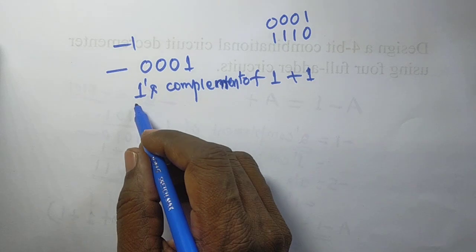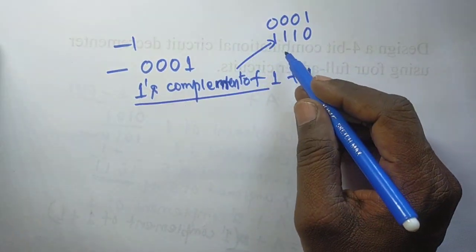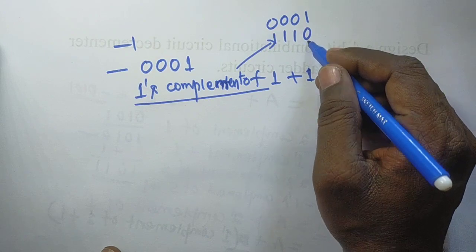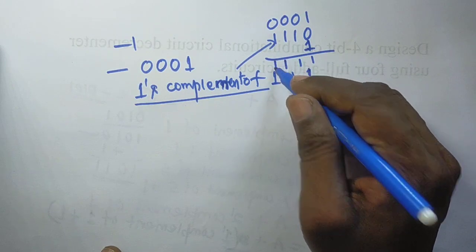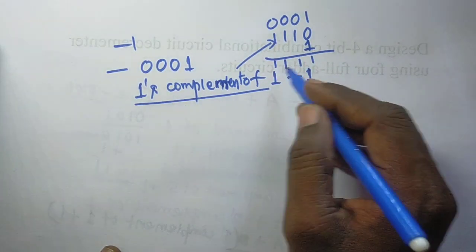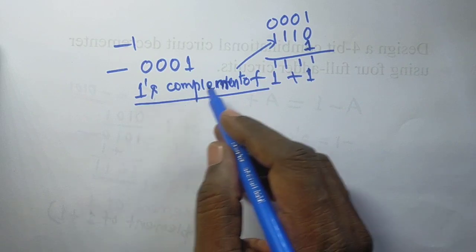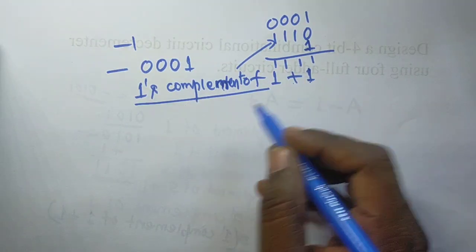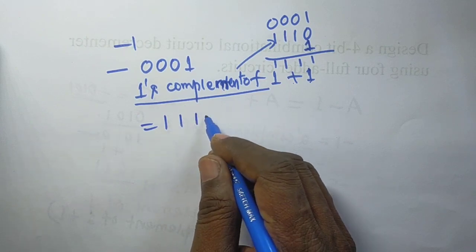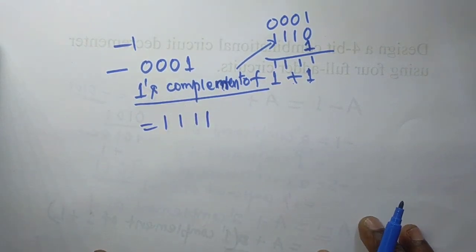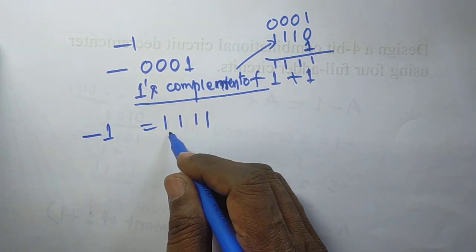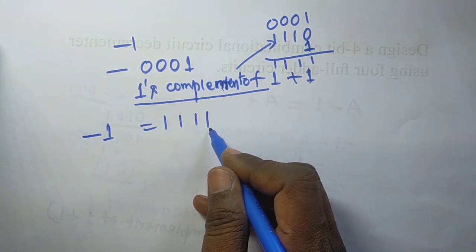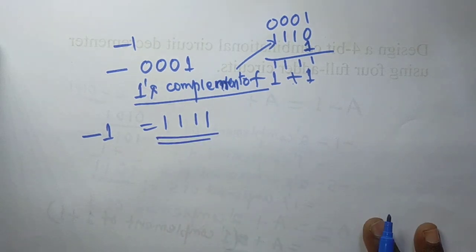This is the one's complement. Next is plus 1, so now we just add 1. What is the value? 1 1 1 1. So the one's complement of 1 plus 1 is equal to 1 1 1 1. Now we can find the minus 1 value: minus 1 is 1 1 1 1. In this way we can define the minus 1 value.